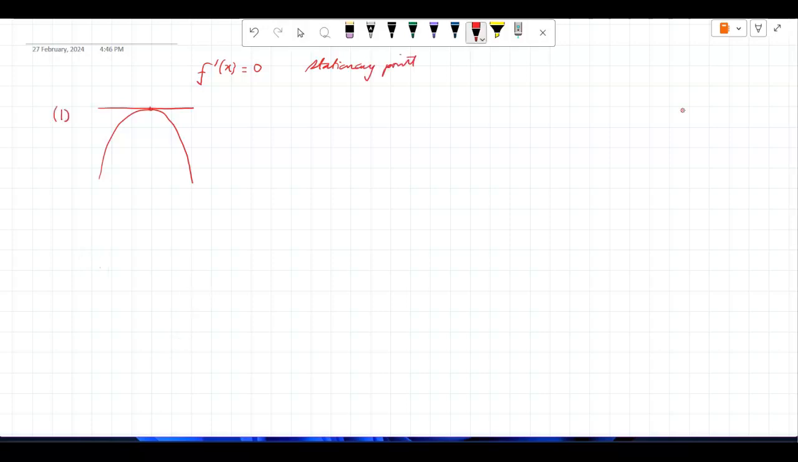There are three kinds: local max, local minimum. Here also the slope of the tangent is 0. Local minimum. And you have your horizontal point of inflection. It can be like this. This is your horizontal point of inflection.